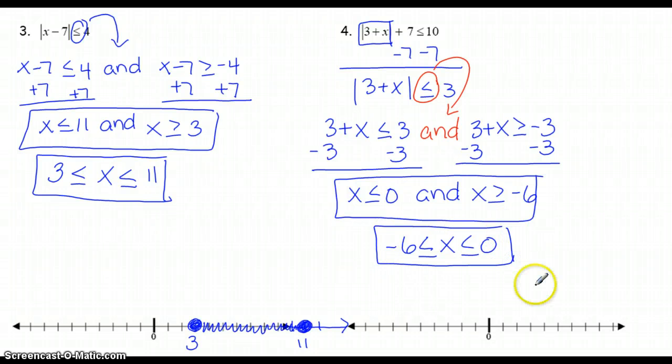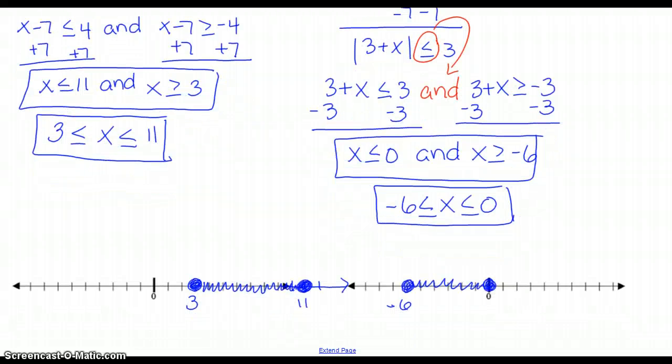And if we go ahead and graph it, we have a closed dot on 0 and a closed dot on negative 6. And we're shading everything in between. All right. Let's go ahead and continue.